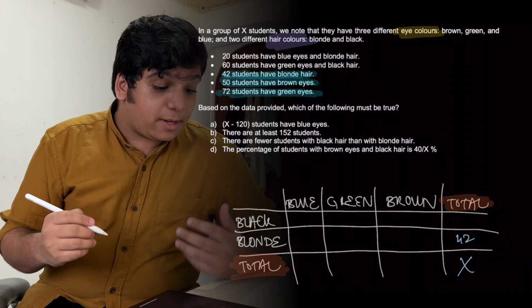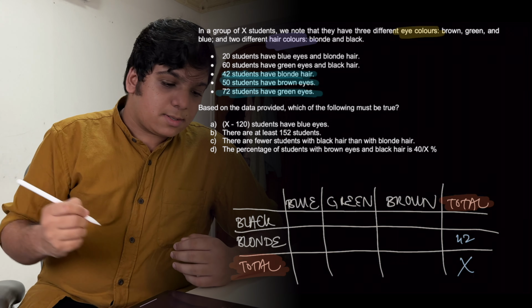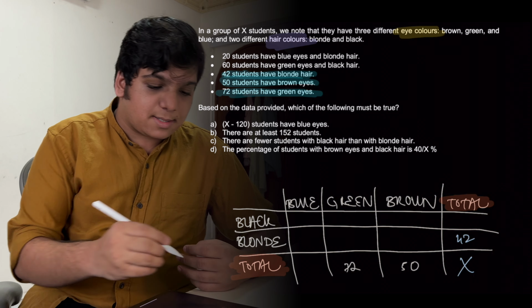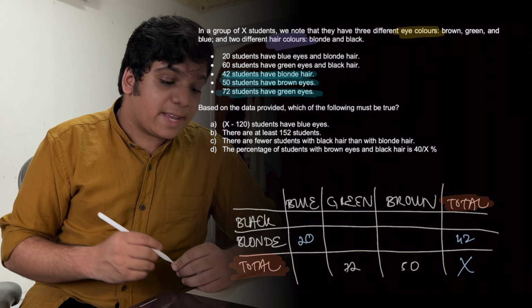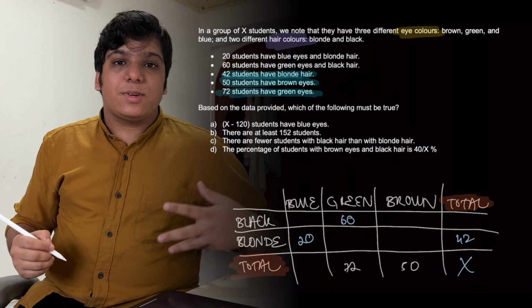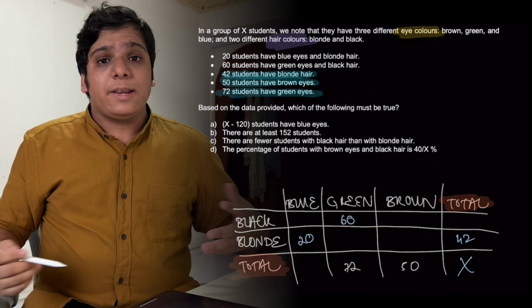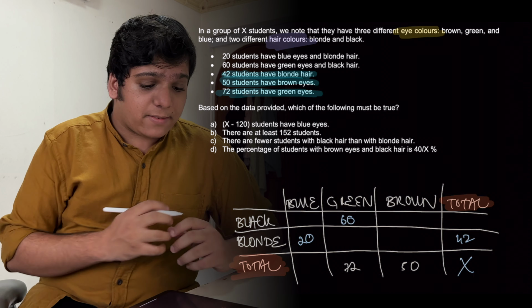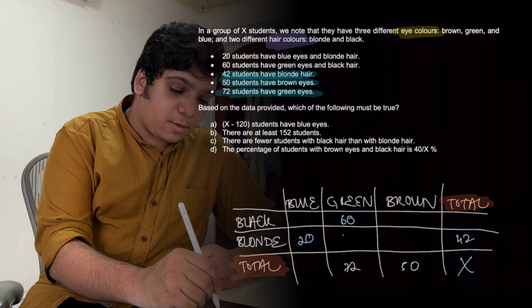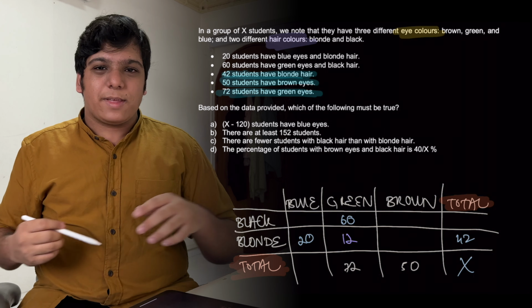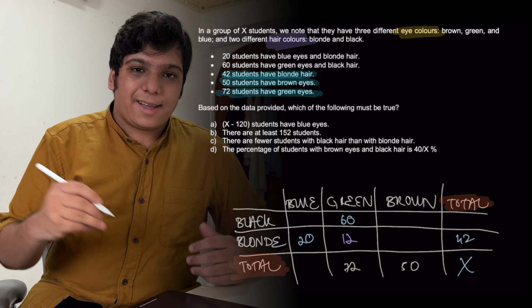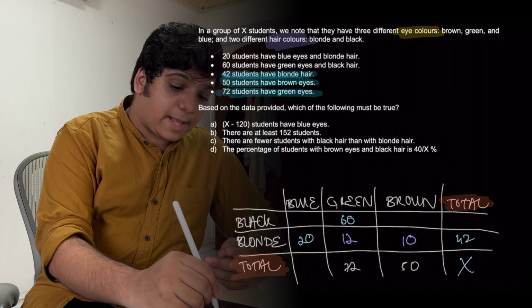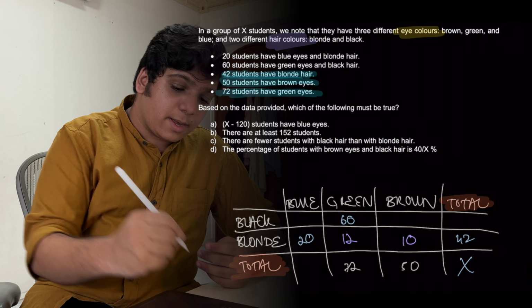I also know that 42 students have blonde hair. I also know that 50 students have brown eyes and 72 students have green eyes. I am also told that 20 students have blue eyes and blonde hair, while 60 students have green eyes and black hair. Brilliant. From here I can go on and start filling in the rest of the table. I know that there are a total of 72 people with green eyes, so this cell should be 12. Because I know that the number of people with blonde hair is 42, I can comfortably deduce that this cell is 10 over here. I can also deduce that the top cell over here is 40.